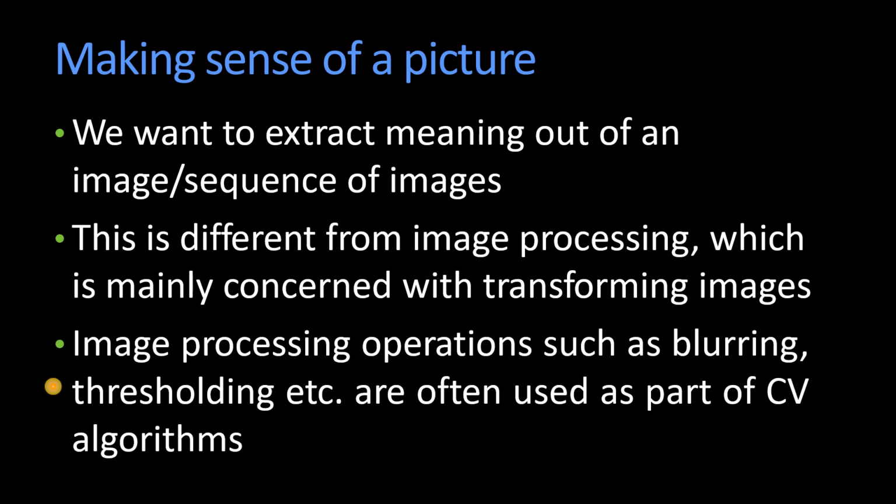So to make sense of the picture is very important. What we want to do is extract meaning out of one image or a sequence of images. This is different from image processing that you have studied earlier, because in image processing you are normally concerned only with transforming the images. But here you are more concerned with getting information from the image. Image processing operations we will study here also. Operations like blurring and thresholding we will study as part of computer vision algorithms. This will be one part of the chapters because it is important for us to continue.